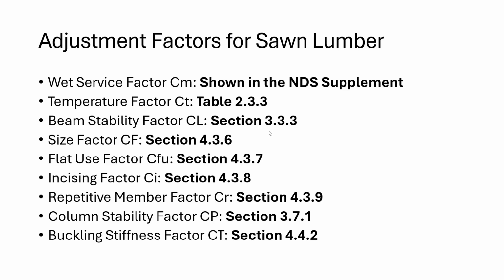Repetitive member factor, this one is interesting, and it's more for layout. You're not going to get this for an individual section, like one beam per se, because it's focused on the layout of, like, a wall, for instance. So if you have member spacing, 4.3.9 calls it out as not more than 24 inches on center, along with some other criteria. You're going to increase the strength of that particular section by a factor of 1.15.